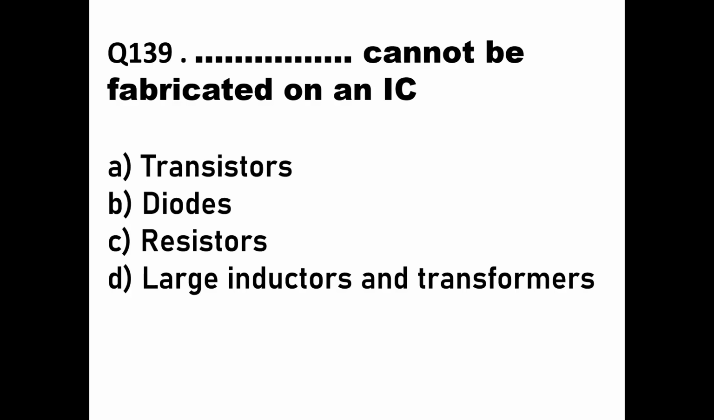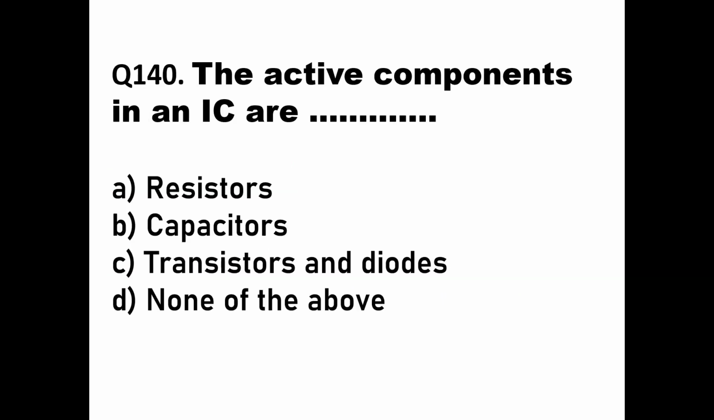So here the option will be option D. Dash cannot be fabricated on ICs. Large inductors and transformers cannot be fabricated on an IC. Okay. Then we'll go to question number 140.